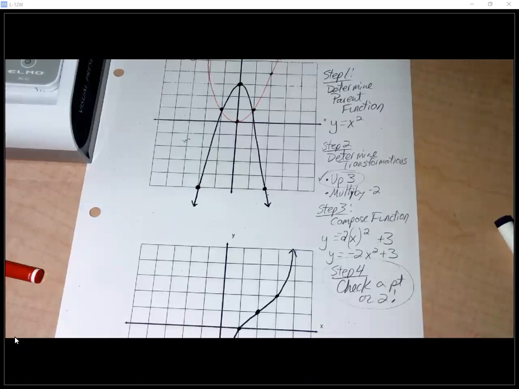Okay, try the second one. Figure out who is the parent function, what transformations are happening, write the function, and then check it with a point or two.